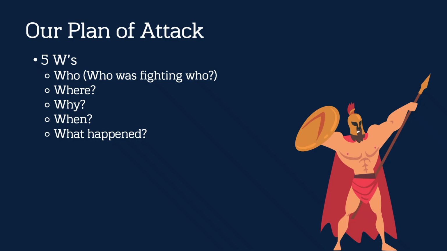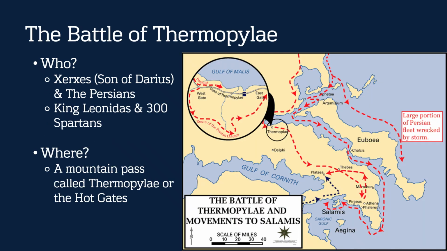The Battle of Thermopylae happens as King Xerxes is leading his ground forces into ancient Greece once again, and he comes into conflict and combat with King Leonidas, one of the kings of Sparta, and his 300 Spartan soldiers at a mountain pass known as Thermopylae, which translates to the hot gates.